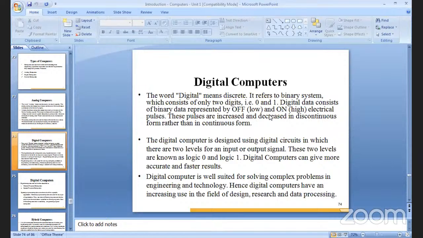Digital computers can give more accurate and faster results. The digital computer is well suited for solving complex problems in engineering and technology. We use it in different techniques, purposes, and applications. Hence, digital computers are increasingly used in design, research, and other data processing. Not only in a specific field, we can use digital computers in all sectors now.